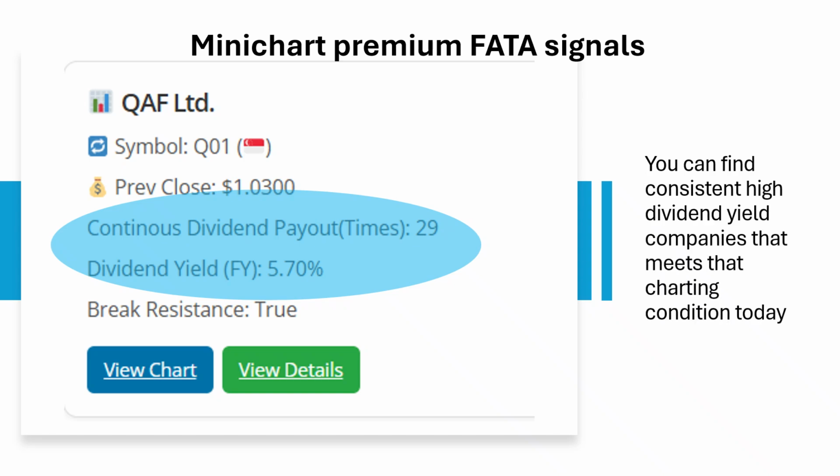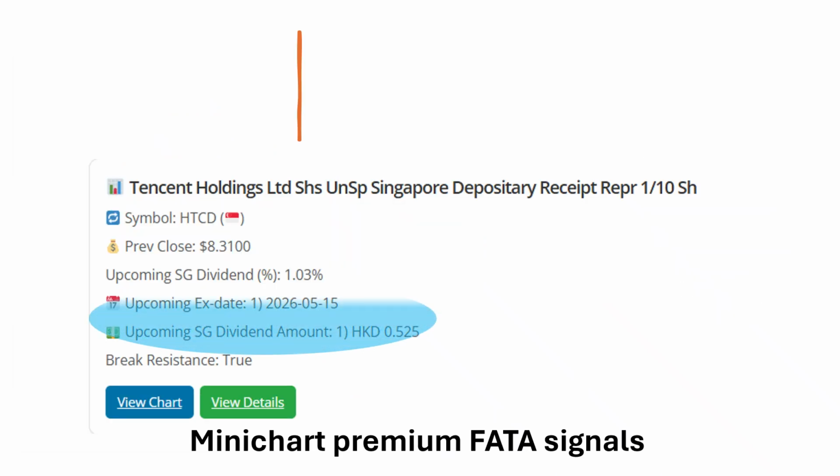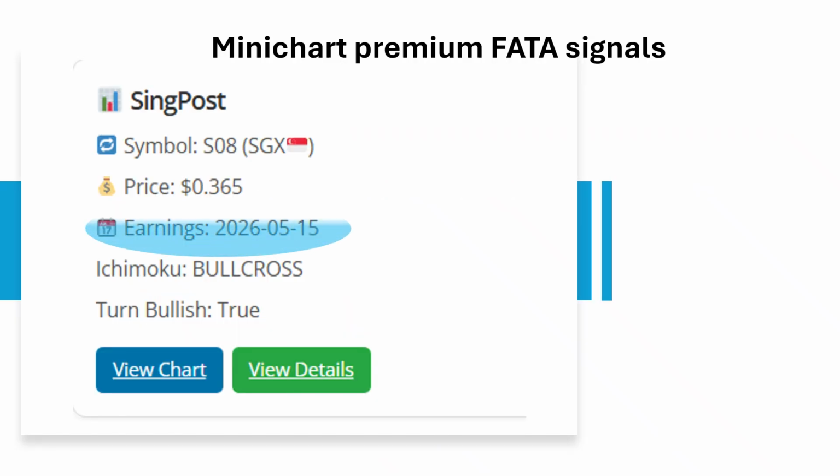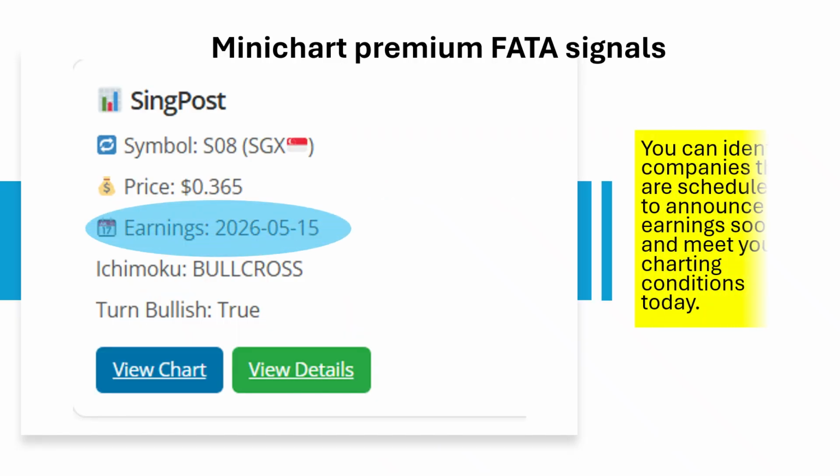You can find consistent high-dividend yield companies that meet the charting condition today. You can identify companies trading on a cum-dividend basis that also meet your charting conditions today. You can identify companies that are scheduled to announce earnings soon and meet your charting conditions today.